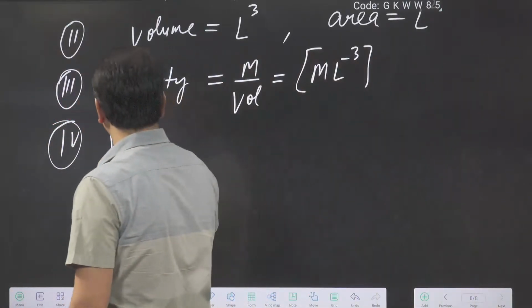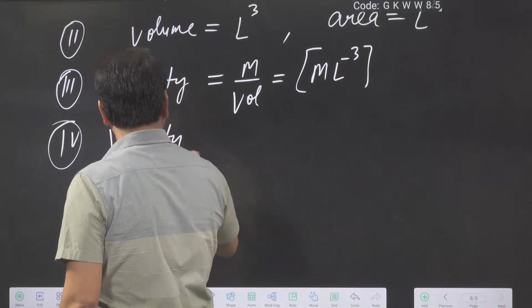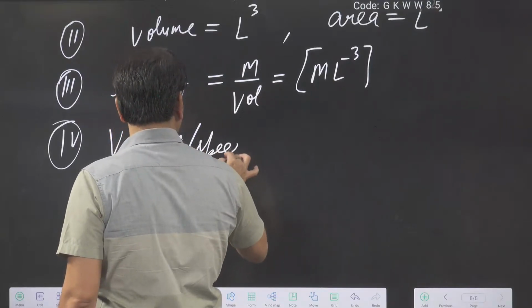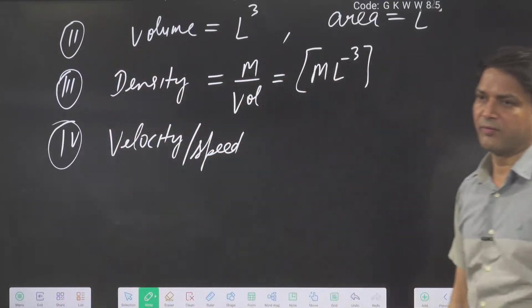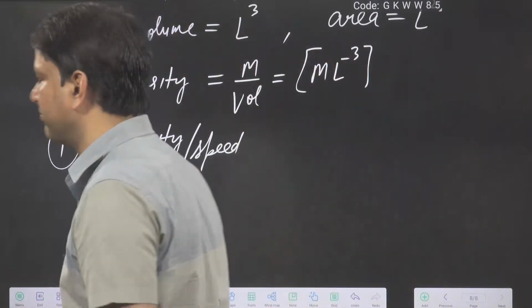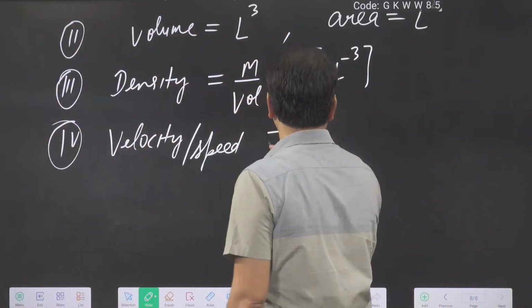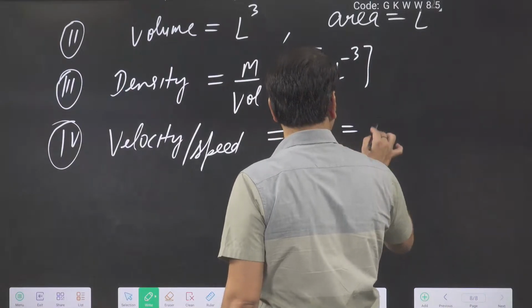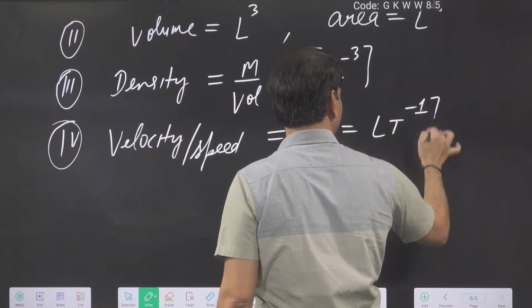Velocity or speed, whether it is a vector or a scalar, doesn't matter. The velocity or speed basic formula is distance or displacement upon time. Then the dimension I can say is L by T or LT minus 1.